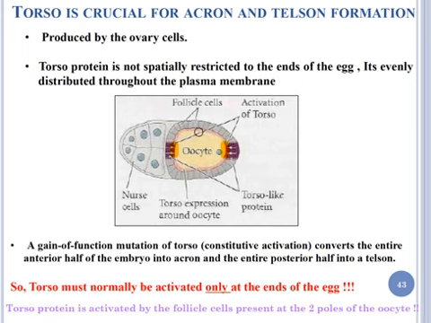And let's say we injected torso-like in these follicle cells right at this location. Okay, torso-like can diffuse through the perivitelline space and enter the membrane or the cytoplasm of the oocyte at this location in order to activate torso right here, and it will be able to create acron or telson.